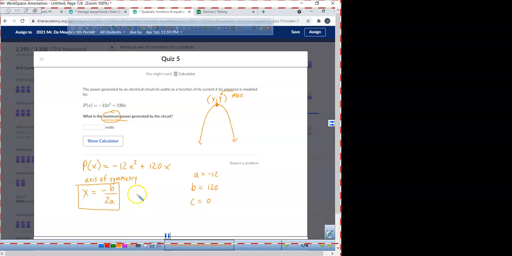All right, now check this out. If I say negative b, which is 120, over 2 times my a value, which is negative 12, you guys in the calculator right now could probably do negative 120 divided by negative 24 and get me the number for the axis of symmetry. Did you guys get 5 when you did that? Negative 120 divided by negative 24? Is that 5? It's 5. Good.